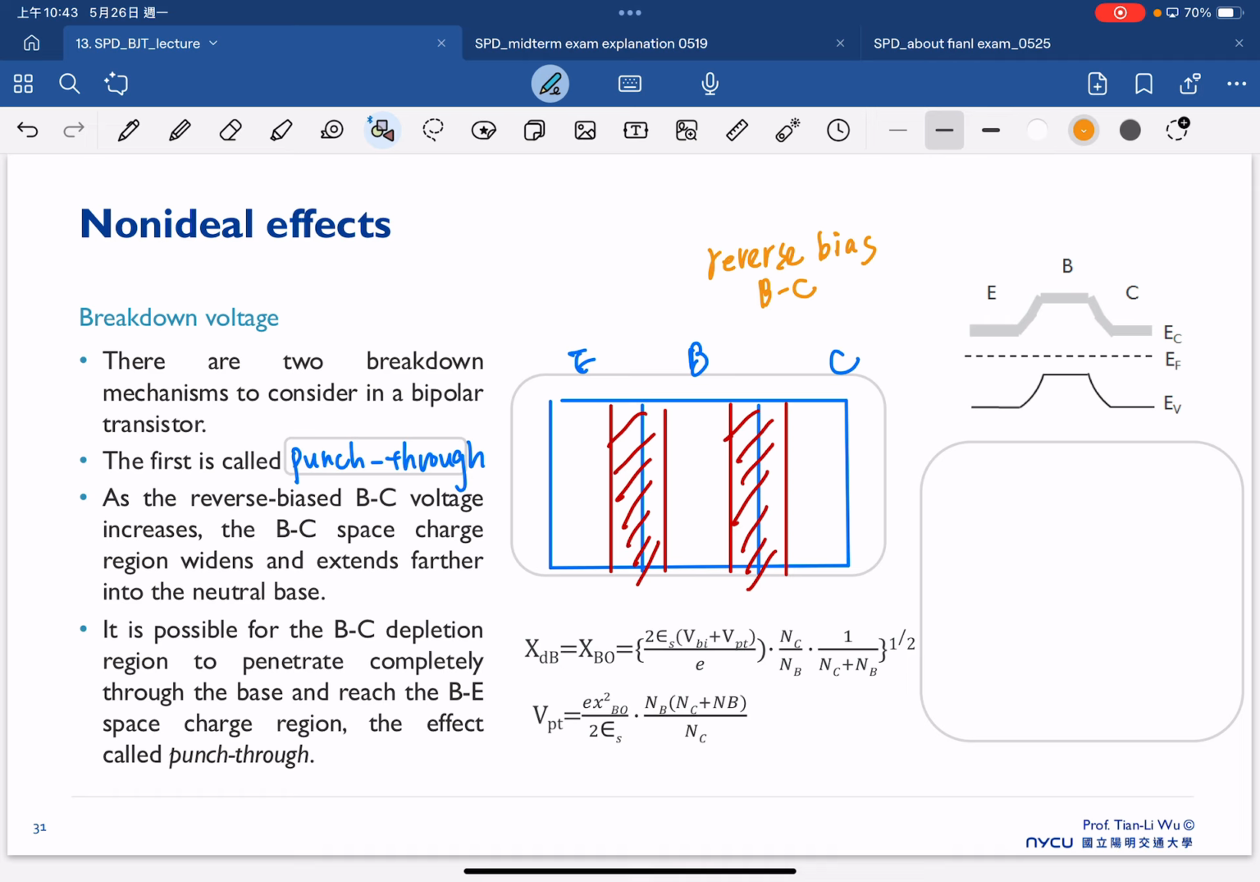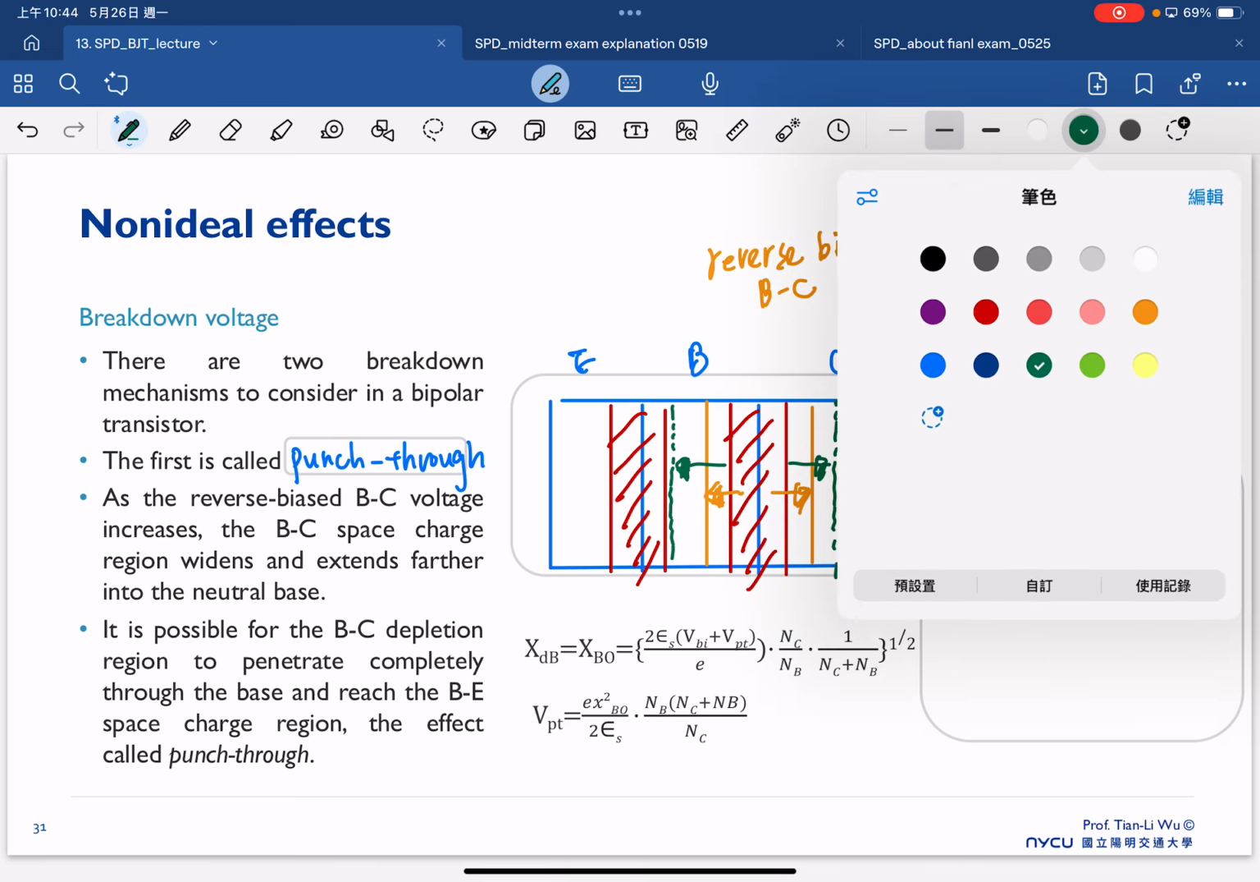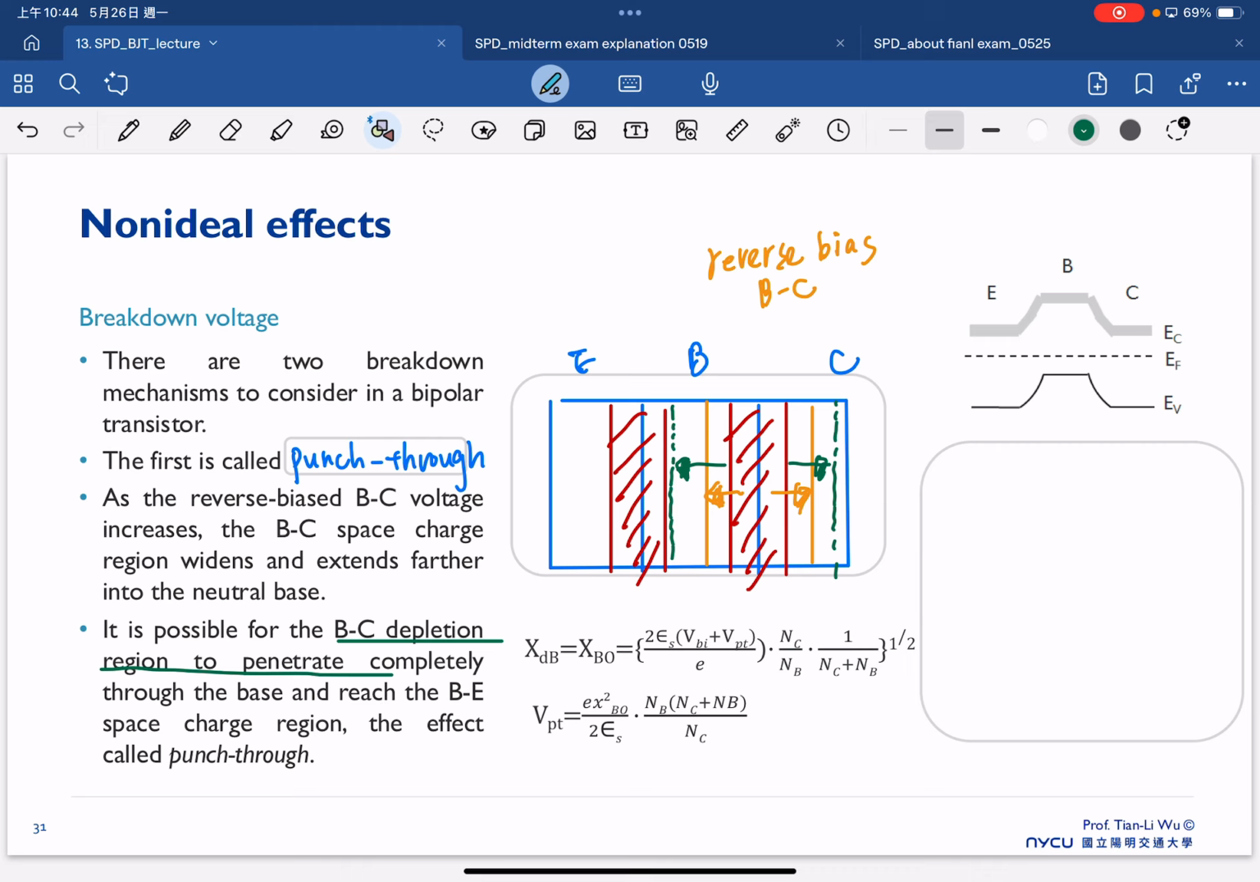then for sure the depletion width can start to extend. So we might have the depletion width in this region, or further, where the depletion width can be expanded. In this case, the depletion width from the BC can touch the depletion width in the EB. Therefore, it is possible for the BC depletion region to penetrate completely through the base region and reach the BE space charge region, and this is what we call the punch-through effect.